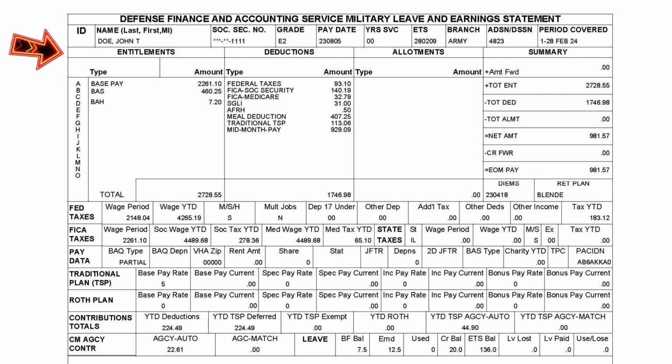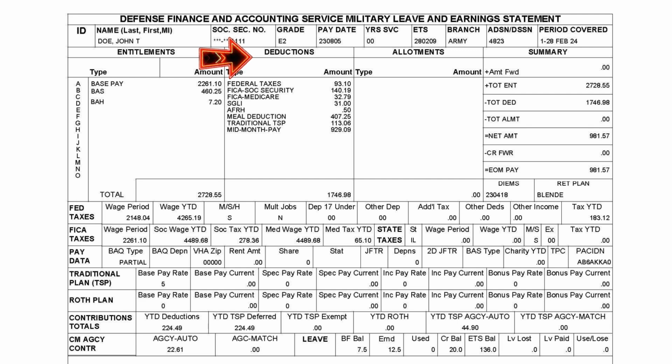Under that are the three big sections for entitlements, deductions, and allotments. For entitlements, this is the money that is owed to you. So base pay is based off of the years of service and your rank. BAS is your food money. It is to feed you, the soldier, and not your family. BAH is your housing allowance.